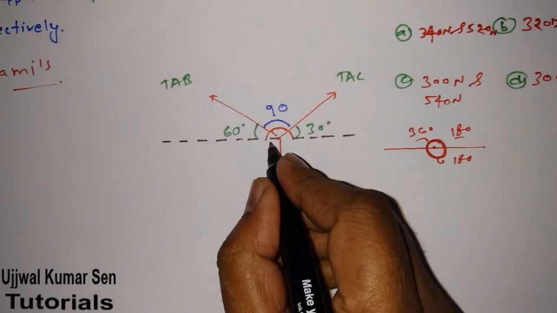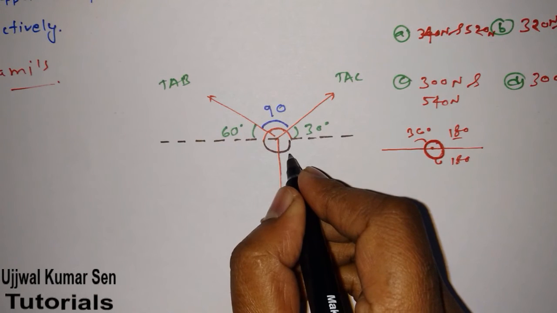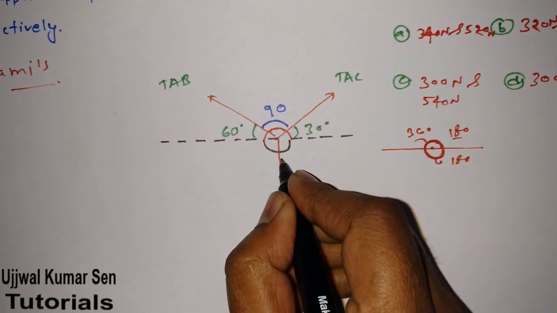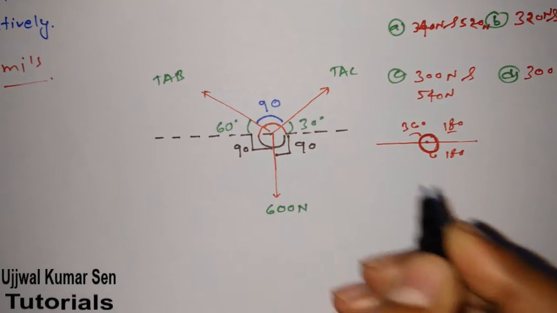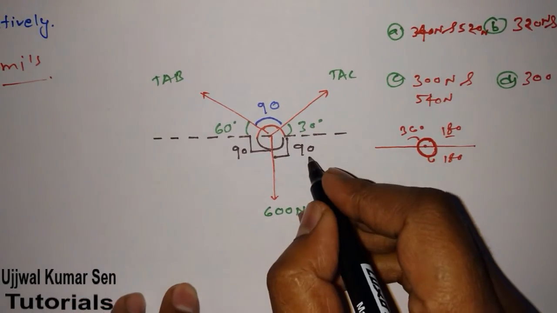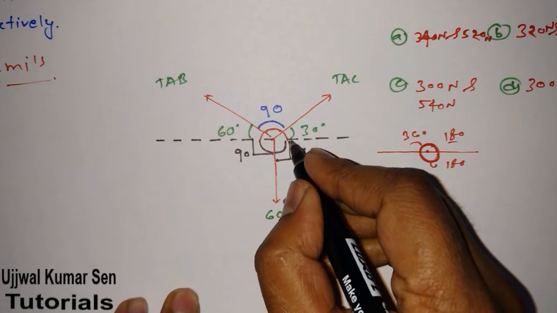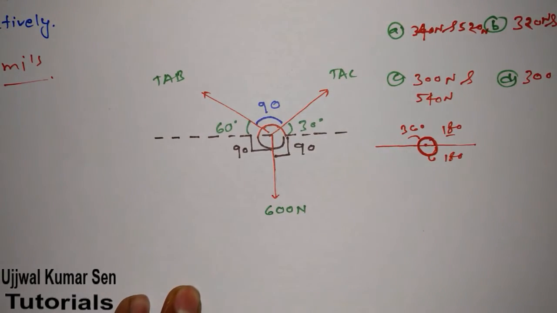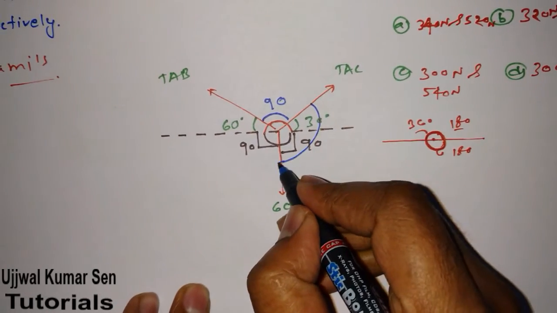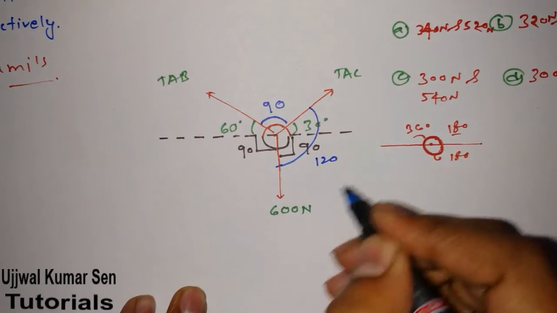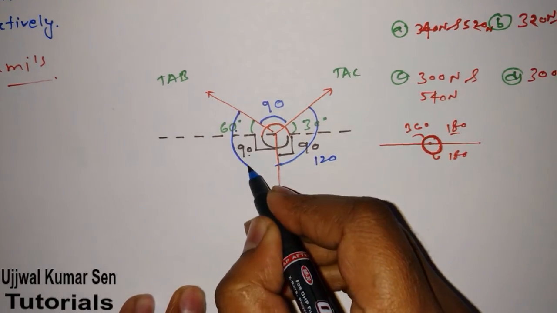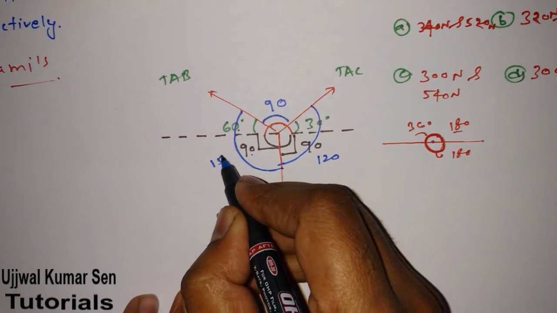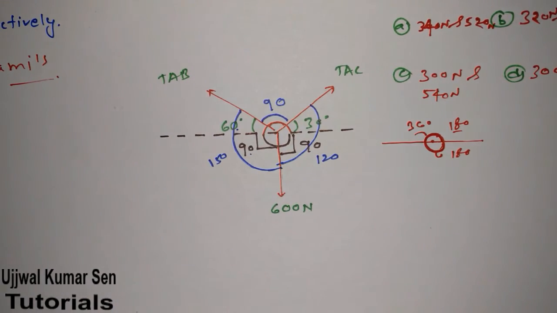Now look at this side. So total is 180, but everybody knows this is 90 and this is also 90. So if this is 90, and this is 30, then this angle is how much? 90 plus 30, 120. The same case, it is 60 plus 90, how much? 150. This is the thing you require basically to solve the numerical problem.